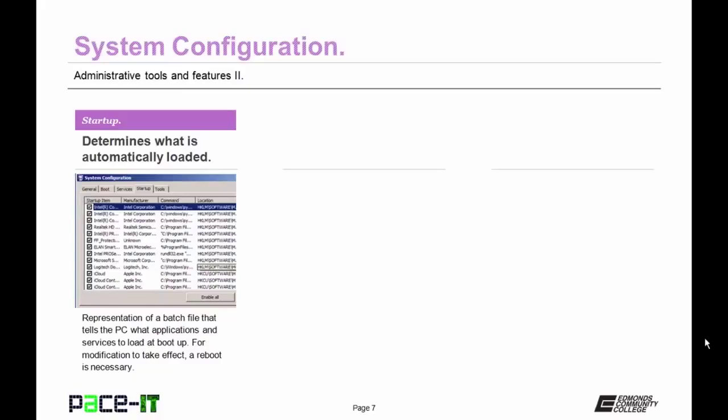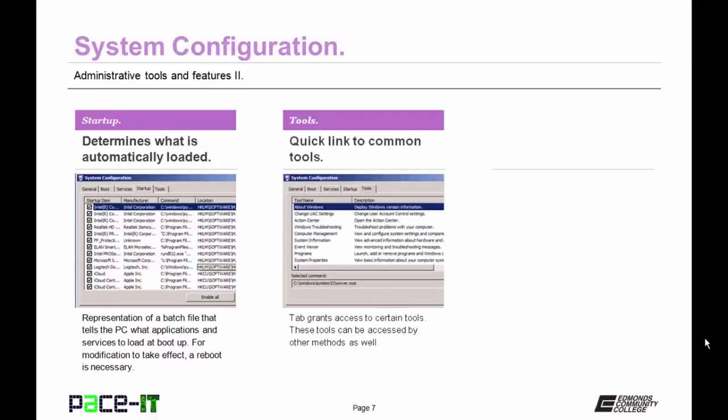It's also a representation of a batch file that tells the PC what applications and services to load. If you modify anything under this tab, a reboot is necessary in order for it to take effect. The Tool tab can be used as quick links to tools that are available to the administrator. They can also be accessed by other methods.